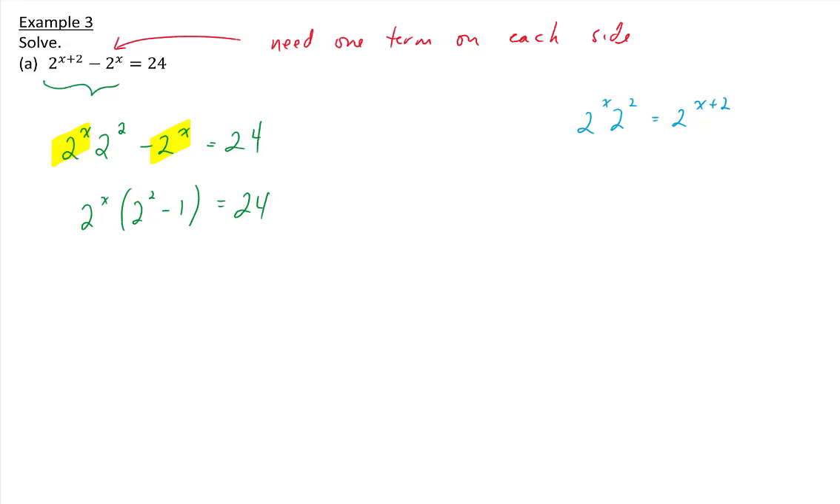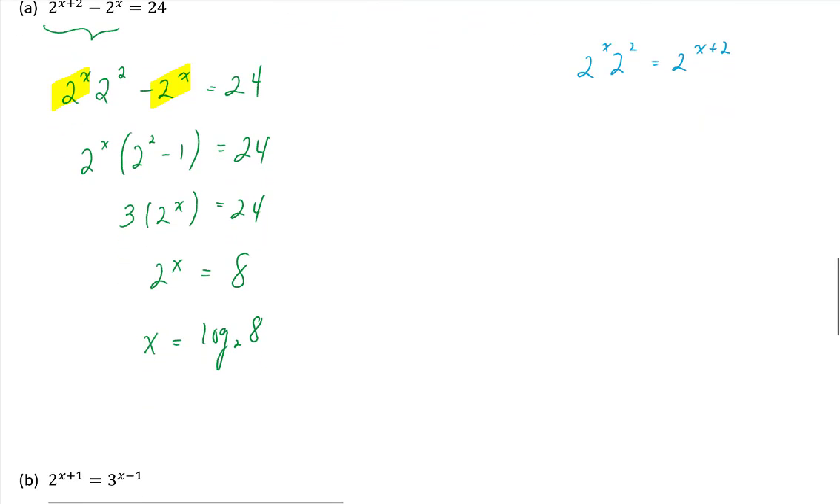And 2 squared minus 1 is equal to 3. So we get 3 times 2 to the exponent of x equals 24. And 2 to the exponent of x is equal to 8. Notice now we have an expression that we can solve for by converting it into a logarithm. So we get x is equal to log base 2 of 8. And this one we don't need a calculator for. 2 to the exponent of 3 is 8, so x is equal to 3.